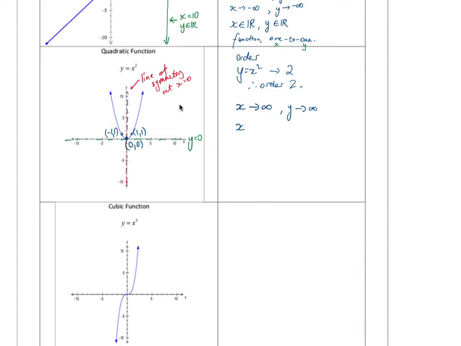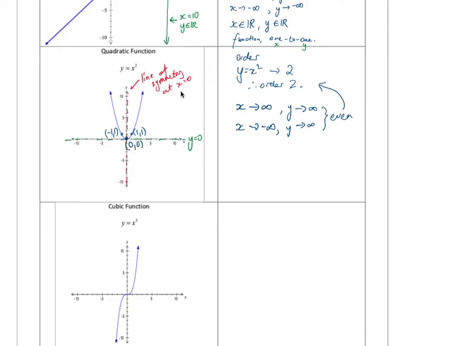What happens when x goes to negative infinity? Well, we can see here that y is still going to positive infinity. We can call this an even function because the order is 2. Even functions mean that when x is approaching positive and negative infinity, y is approaching the same direction. So an even function both goes the same way.